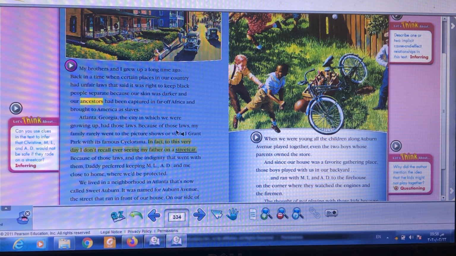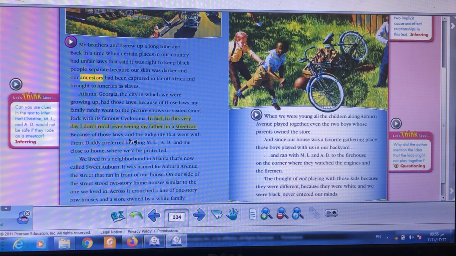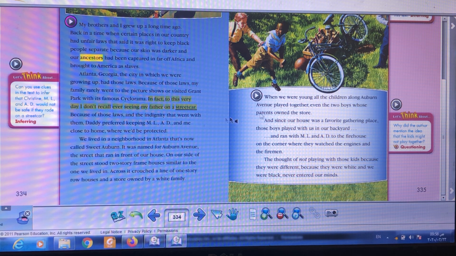It means that they were different. Because of the laws, they stopped going to the parks. So because of the laws, this is the cause. What happened? They stopped going to the parks. This is the effect. A lot of statements of cause and effect in this story. I want you to read it now and send me the summary, guys. Send me the summary of My Brother Martin.